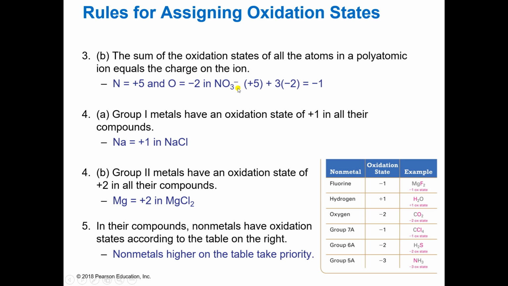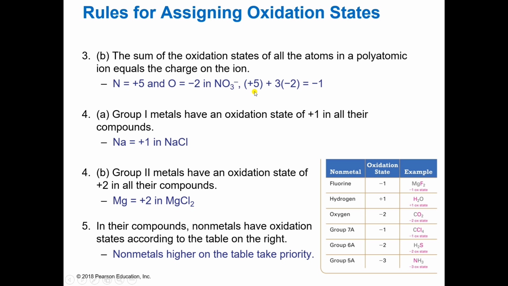So the whole charge on this nitrate polyatomic is -1. Therefore, oxygen is a -2. There are 3 of them. We know that from the chemical formula. And they must equal and add up to -1. So the only choice is that nitrogen is +5.